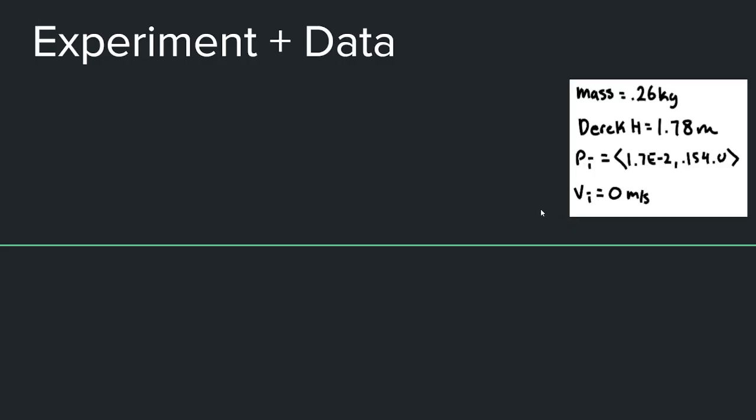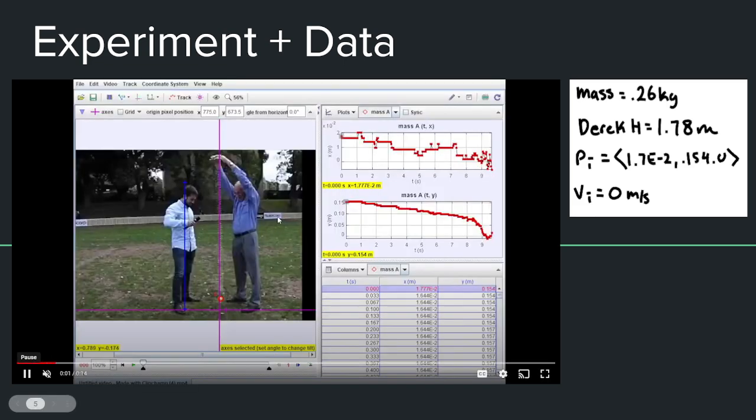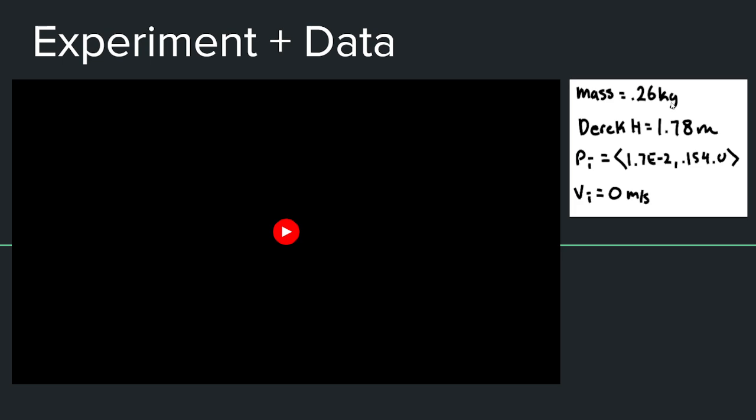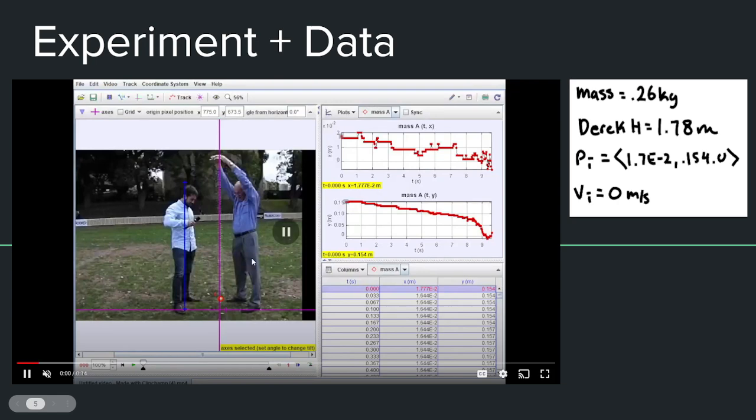Alright. The experiment and data. Here's the experiment, where you see the tennis ball and the spring, the slinky, and then the slinky goes down. And as it reaches the ground, it accelerates and goes down like this. The mass was 0.26 kilograms. Derek's height, which is Veritasium's name, was used to calculate the height of the whole thing, which his height was 1.78. The initial position, but we're only focused on the y-axis, was 0.154, and the initial velocity was 0.